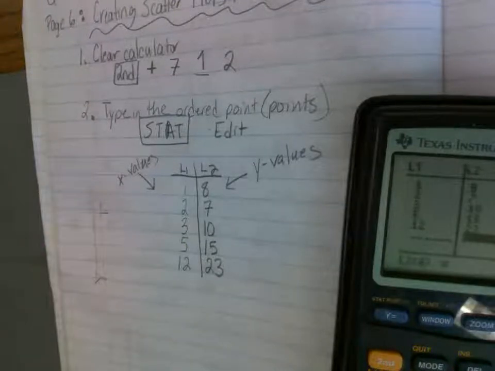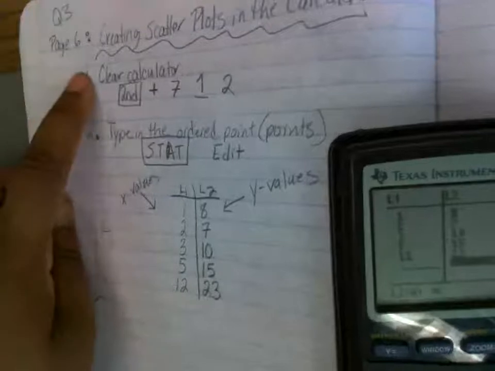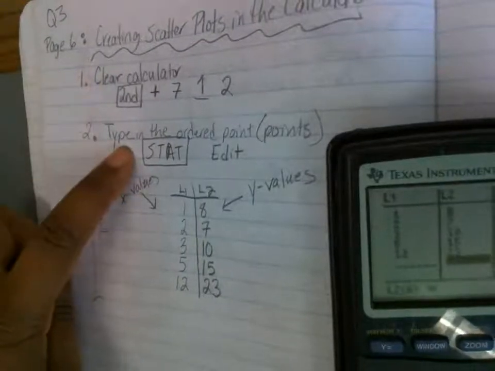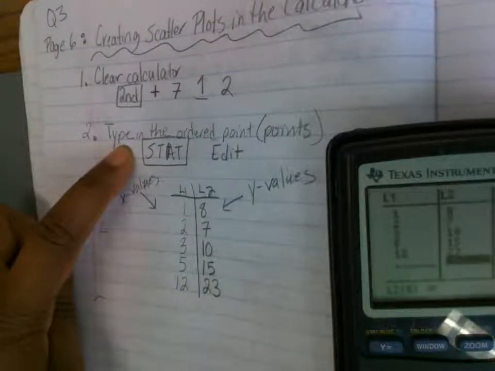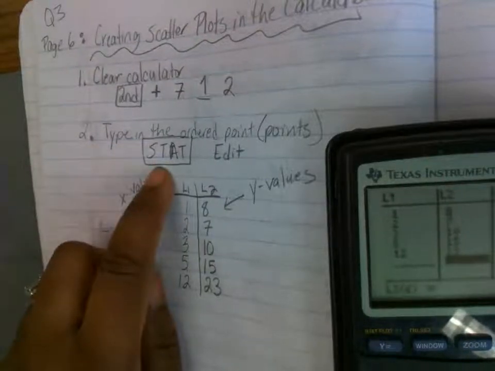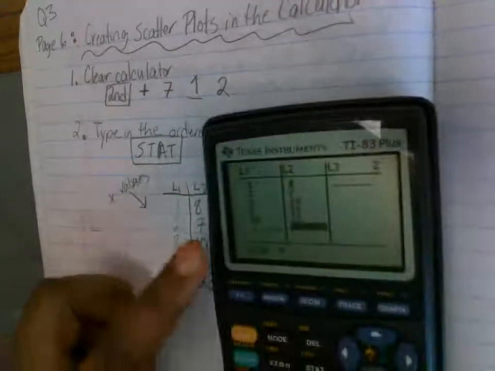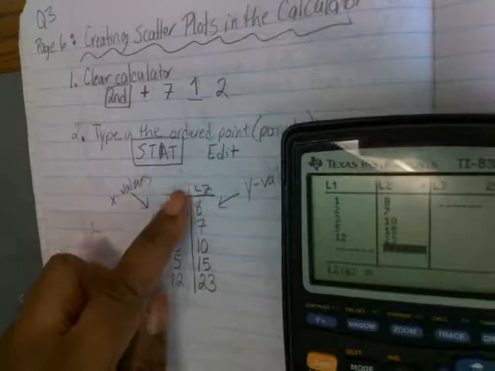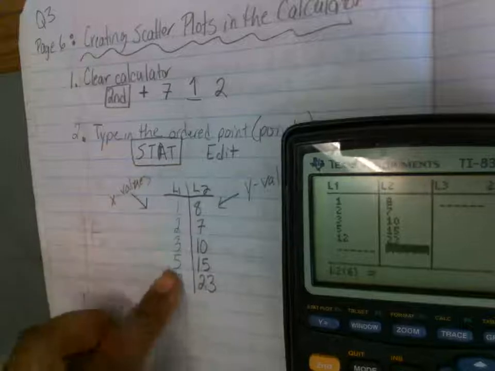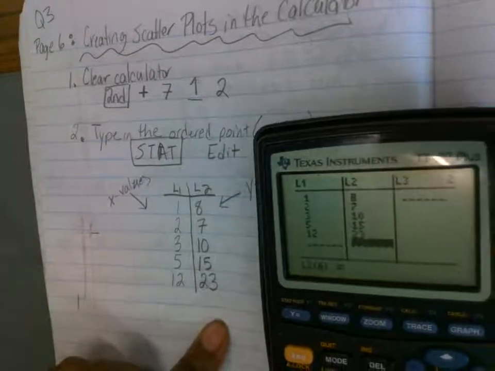So these are all good questions. Again, just recapping real quick, we cleared our calculator. We're typing our numbers in our ordered pairs in the calculator by pressing the stat button, then pressing enter on edit, and then you'll see this screen and you type in your X values under L1, your Y values under L2. And that's what we just did.